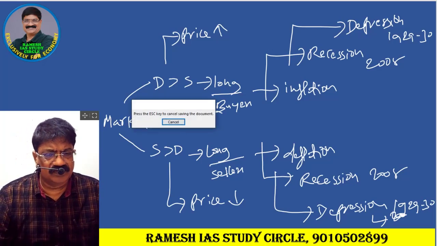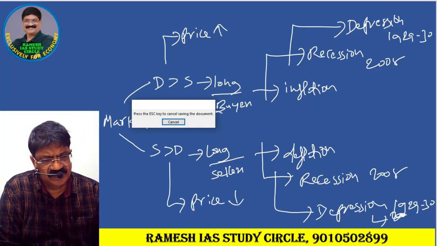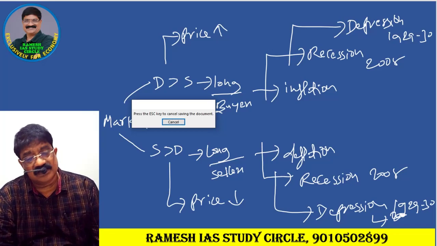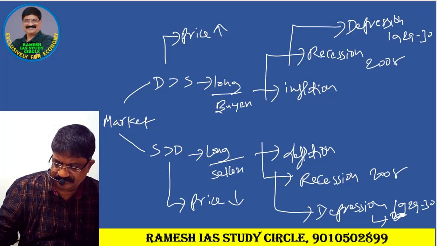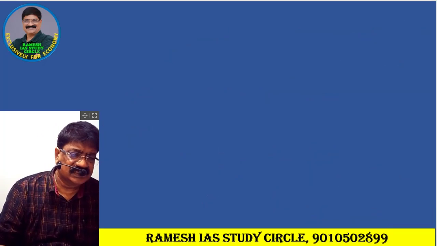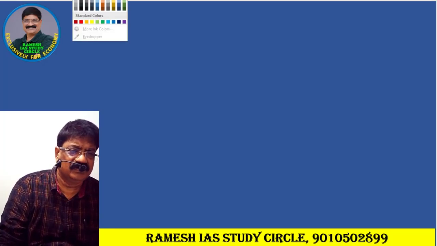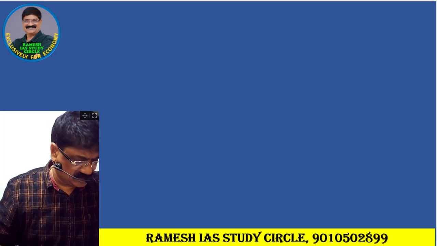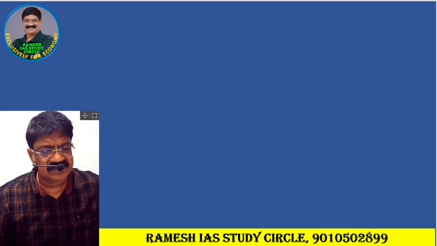So inflation, especially for India, inflation is the severe problem rather than deflation. Why? Because it is a populous country. So we need to have much more production, otherwise people face the price rise problem. That is the main problem. So inflation, inflationary gap, deflation, deflationary gap.